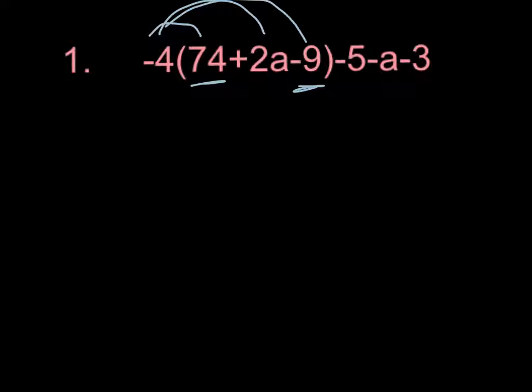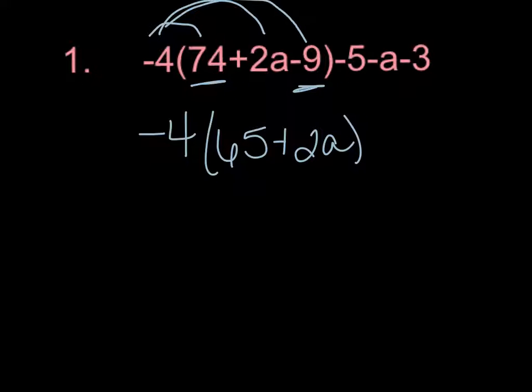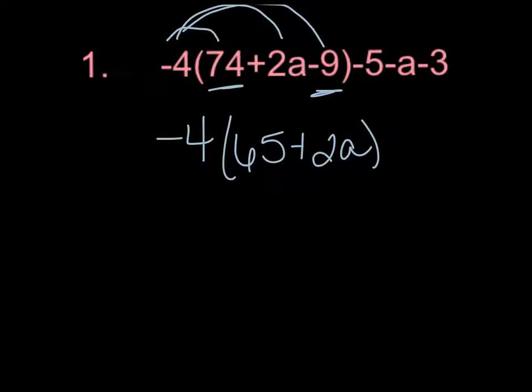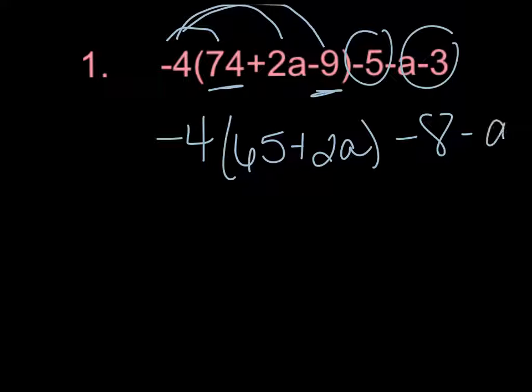If I want to combine, 74 minus 9 is 65 plus 2a. And then when I bring down, I can put together -5 and -3. So I'm going to bring those down as -8 minus a. And then I can distribute. Either way you want to do it is no big deal.